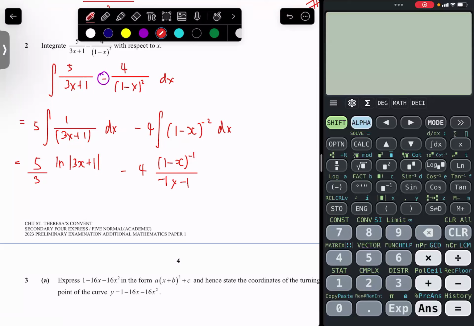Then because this is an indefinite integral, it will be plus c. So the final answer: 5 over 3 ln (3x plus 1) minus 4 over (1 minus x) plus c. Answer.